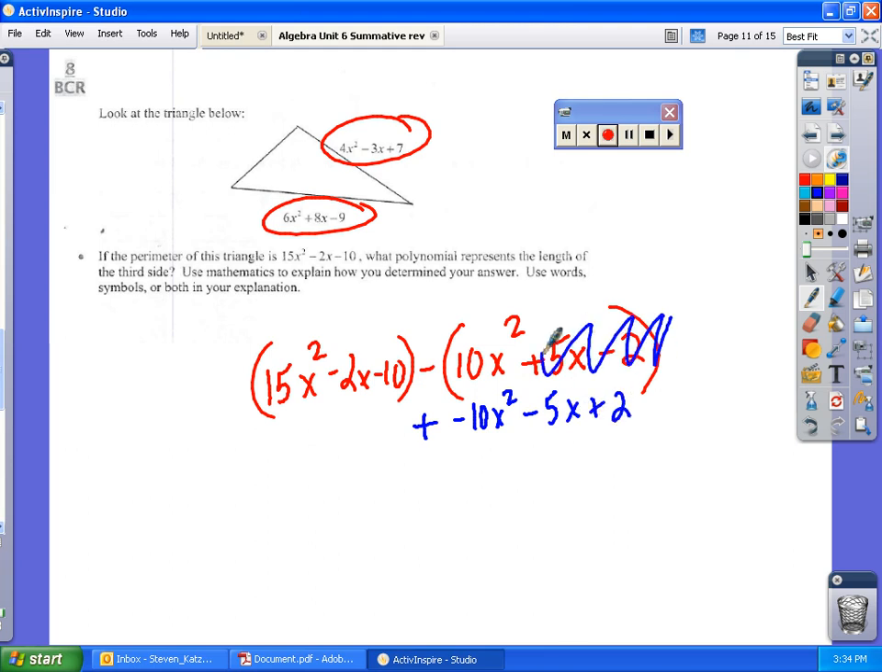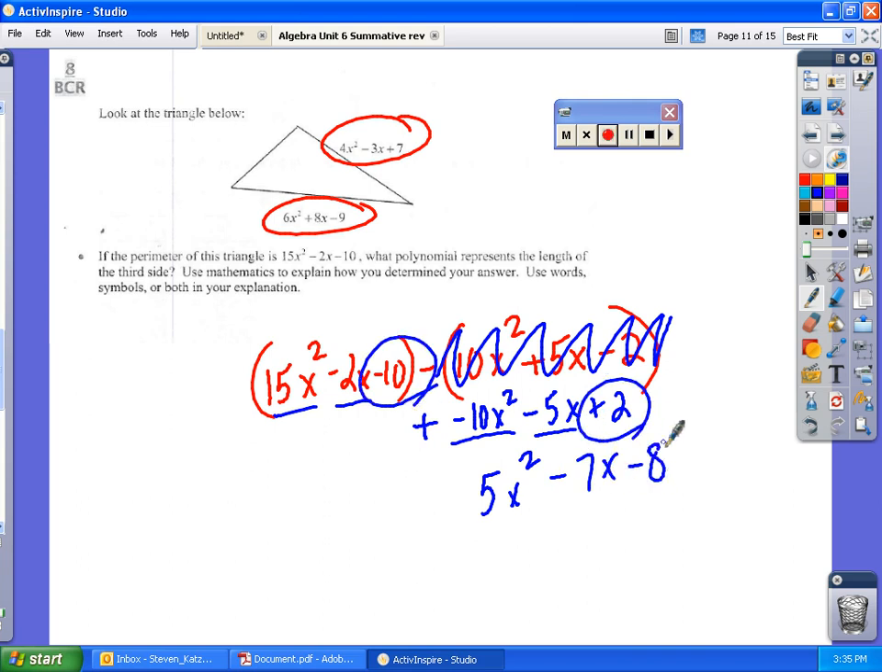Going to cross this out. We don't need it anymore. Now I'm going to combine like terms. Negative 10x squared, 15x squared is 5x squared. Negative 2x, negative 5x is negative 7x. And positive 2, negative 10 would be negative 8. And that would be your final and third side.